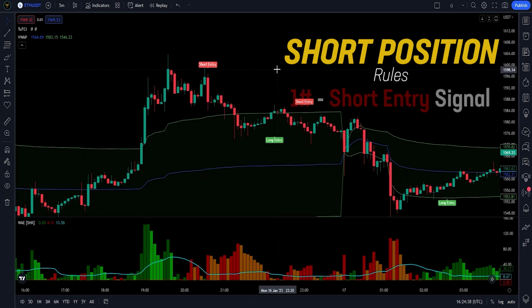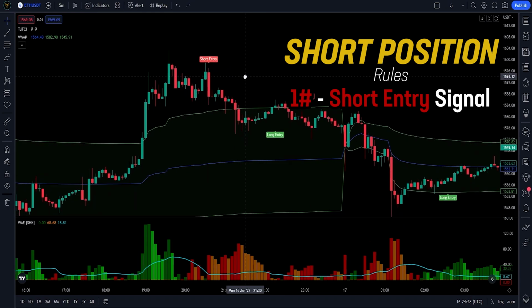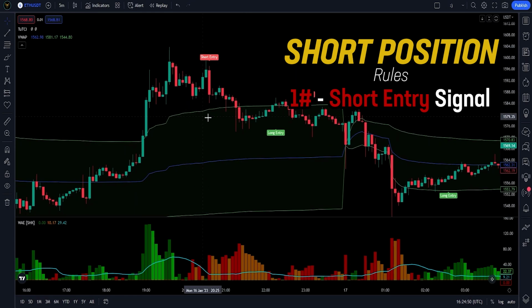Rule number 1, short entry signal. In our long position strategy, we were searching for long entry signal, but since we are now explaining a short trade, we will search for the exact opposite, which is a short entry signal. This rule, as well as all other rules, are basically long position rules, but reversed.